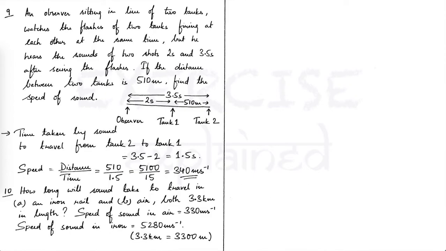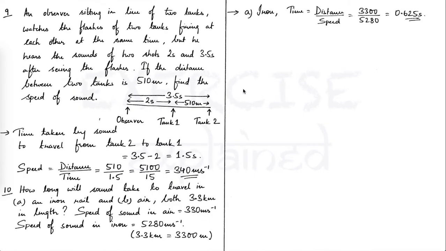So here what we do is we know the distance, we know the speed, we can definitely find the time taken. So for the case of iron, time will be equal to distance by speed, that is 3300 divided by 5280. So 3300 divided by 5280 is equal to 0.625 seconds. So time taken by sound to travel through the iron bar is 0.625 seconds.